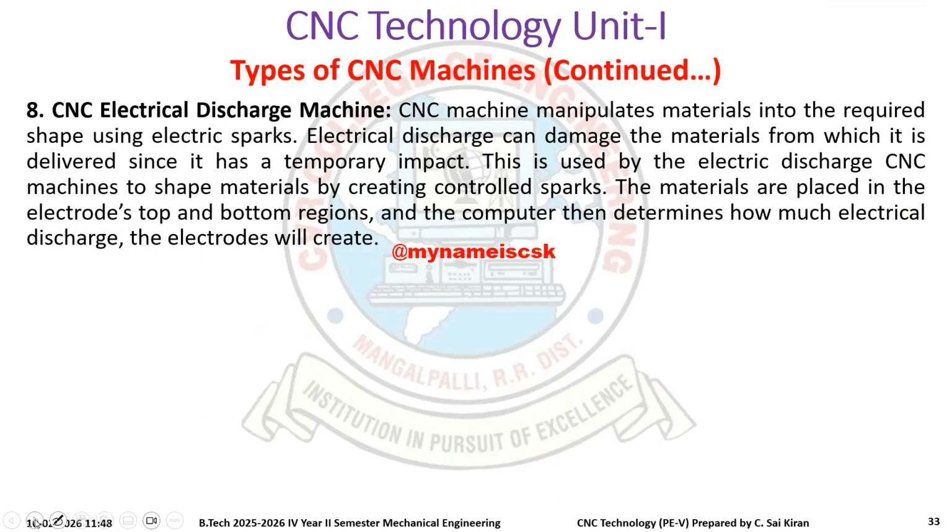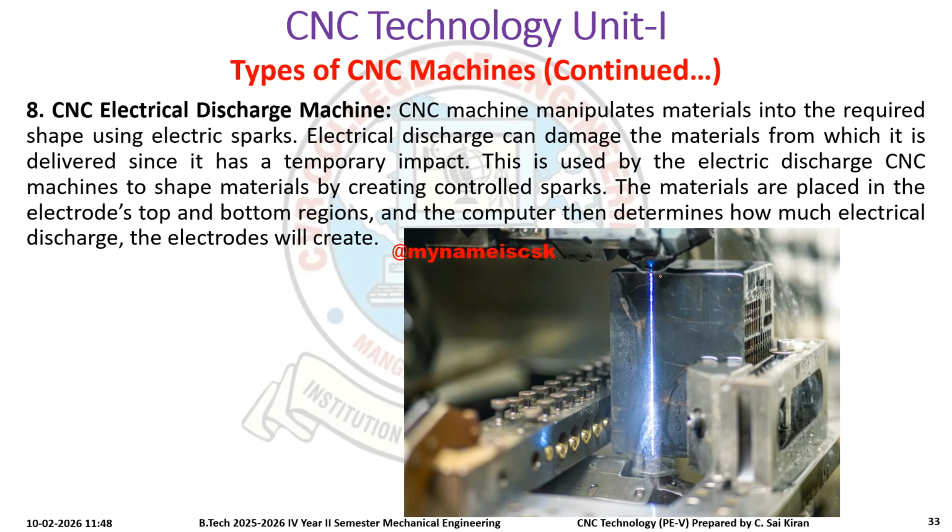Next, electrical discharge machining. In this machine, we pass electricity between two points, with the workpiece between them, so that we can make cuts. The electrical spark has some temporary impact on the material, and after some time it will be normal. For the electrode top and bottom regions, the computer determines how much electricity to discharge, and then the electrodes are created.